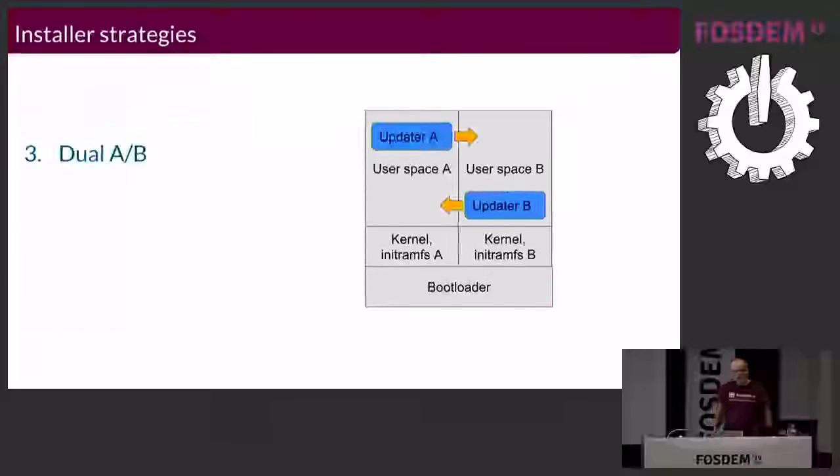And then the third installer strategy that we looked at was the dual root file system approach. And this is a fairly common approach in the embedded space where you're actually using two fully redundant root file systems, each of which contains the kernel, any of the init RAMFSs, anything that's needed to bring the system up, anything at a higher level than the bootloader. Note that in this case, again, the bootloader is a single bootloader. There's no redundancy at that level.